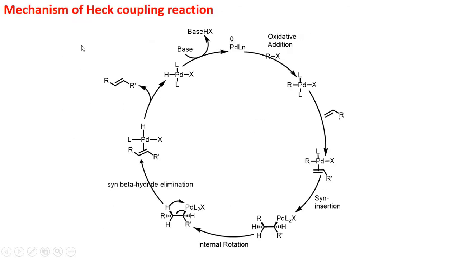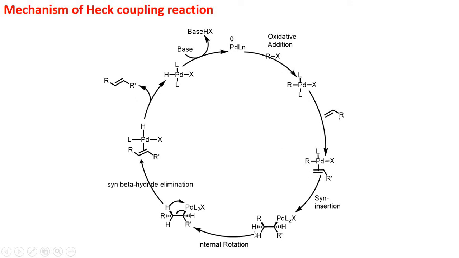Now look at the mechanism of Heck coupling reaction. First, the palladium 0 complex undergoes oxidative addition with halides, and this oxidative addition is trans. That's why the R group comes opposite to the halogen. After that, the alkene forms the pi complex with the palladium. This complex undergoes syn insertion to form the palladium carbon bond, and this R group goes to the less hindered double bond carbon atom.